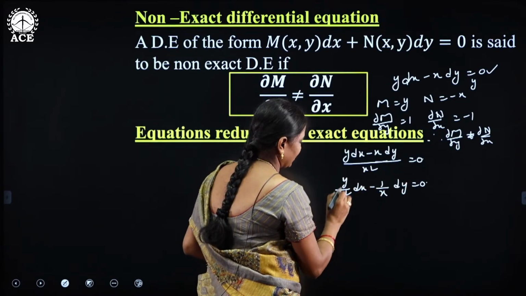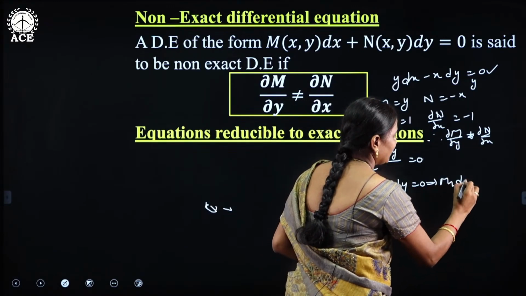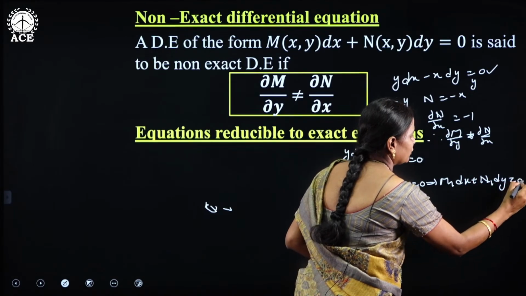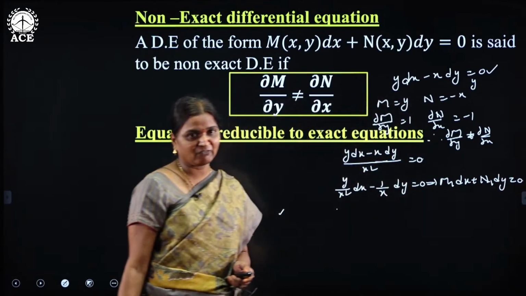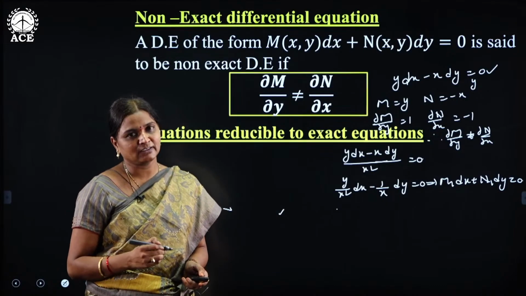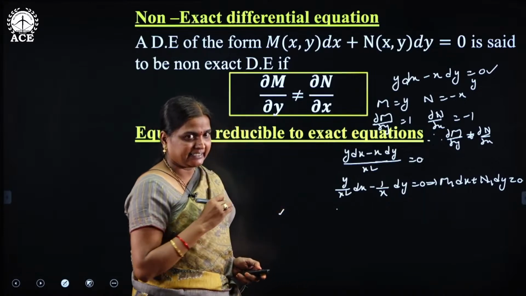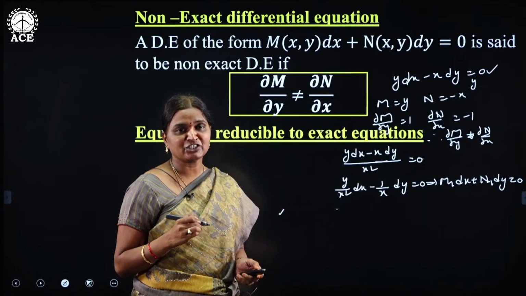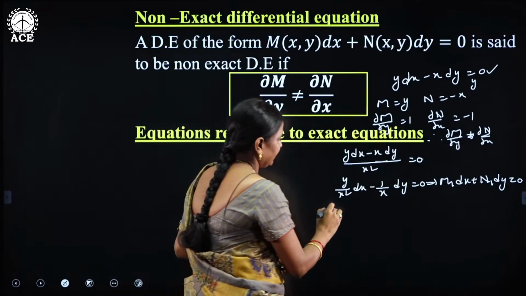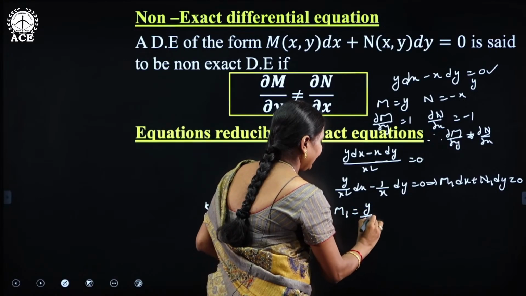Again check the condition. Suppose we compare the given differential equation with m1 into dx plus n1 into dy equal to 0, because this is a new differential equation. So again check whether this new differential equation is exact or not. Here what is m1? m1 is equal to y by x square.